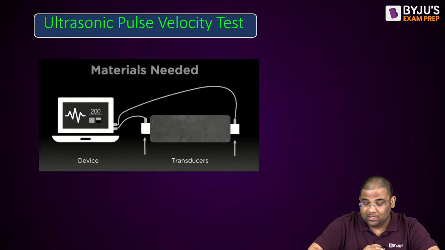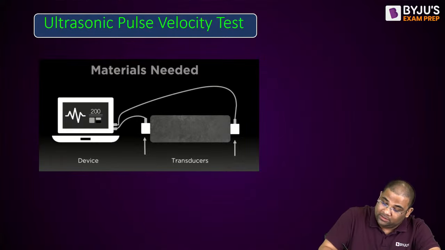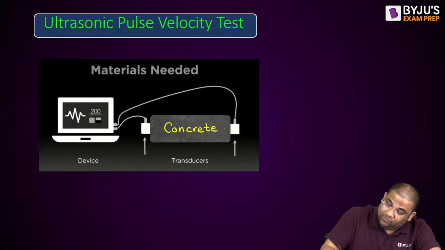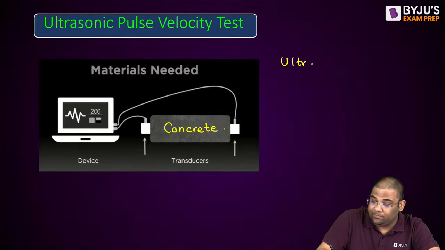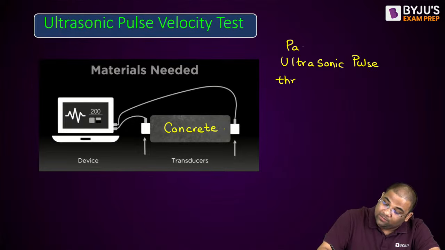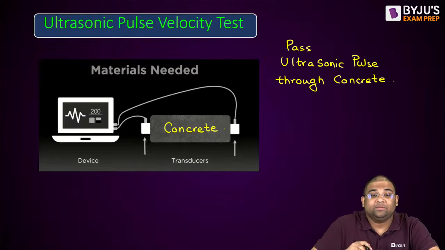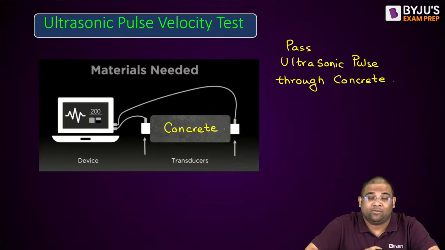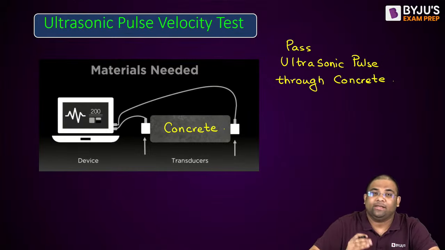Now what do we do in this, what is the principle behind it, which code is used, and what are the conclusions of the code? Let us understand them one by one. First of all, this is concrete. We pass an ultrasonic pulse through the concrete. We need a pulse generator and devices to transmit it. As civil engineers, our job is not to understand how the signal is passed or received. That is a different business. Ours is the end result of the test, so don't go into the device so much. The results are more important.